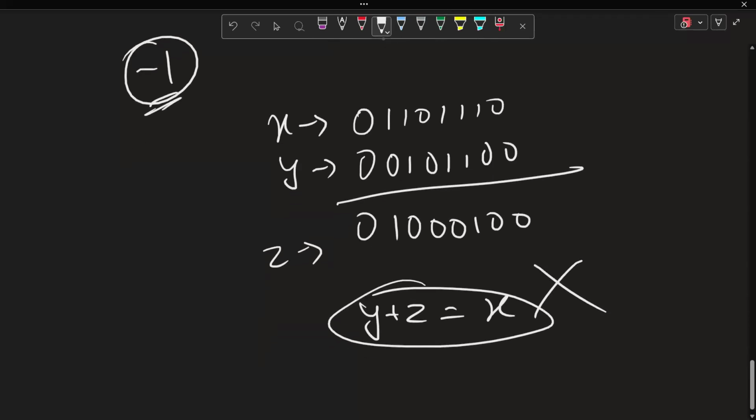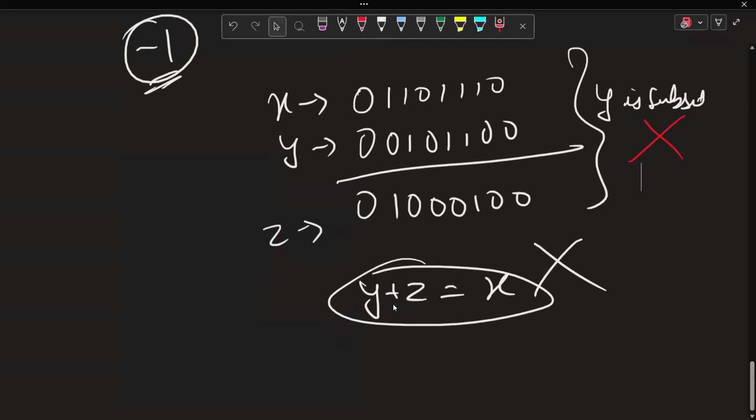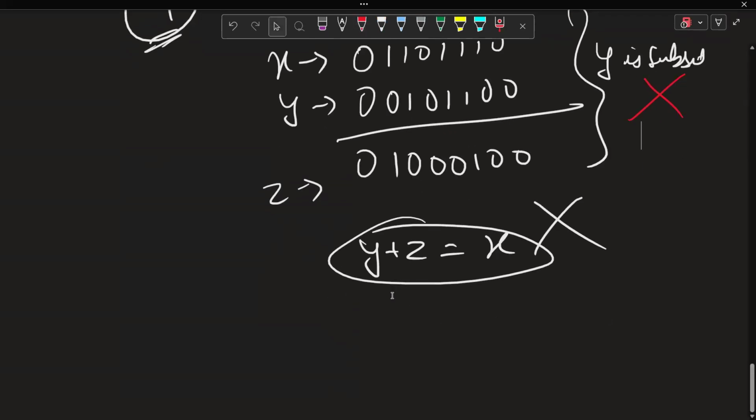So this was one way to choose a y. If y is some subset of x, then it doesn't satisfy our condition. So this is not allowed. That is one thing we can notice.